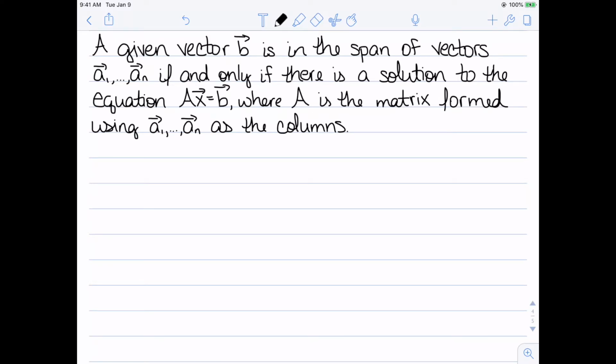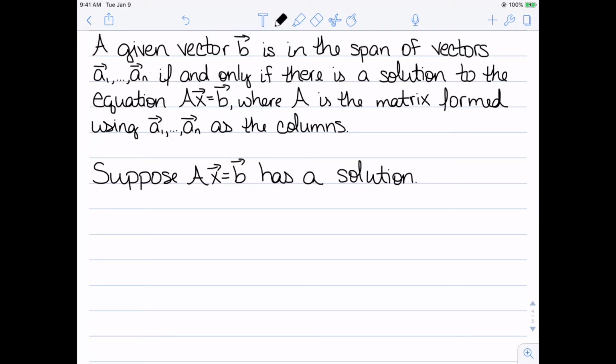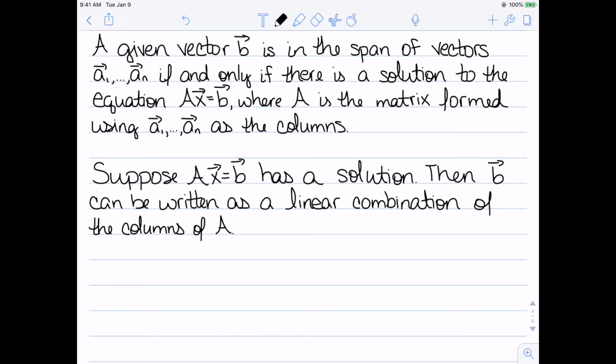Now that we've done that, let's look at the other direction. This time we're going to suppose that Ax equals b does have a solution. By something shown in my last video, that means that b can be written as a linear combination of the columns of A. And by definition, since b is a linear combination of the columns, it belongs to the span of the columns. So therefore, we've proven this theorem.